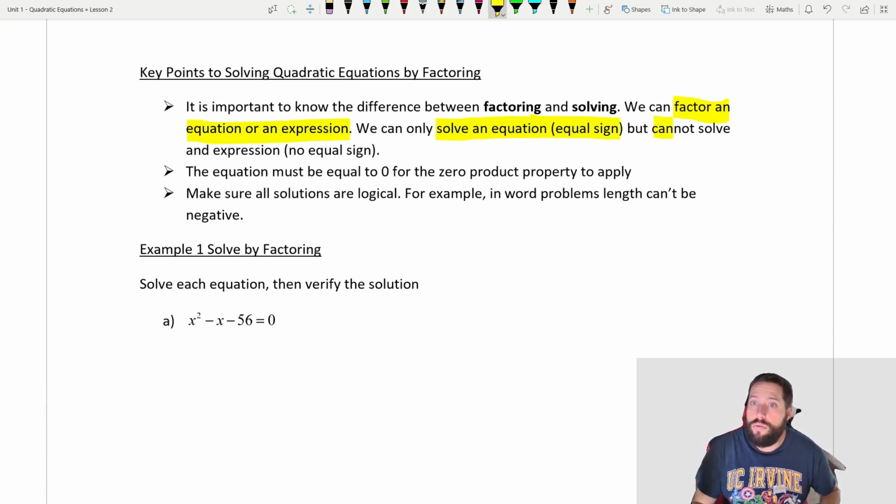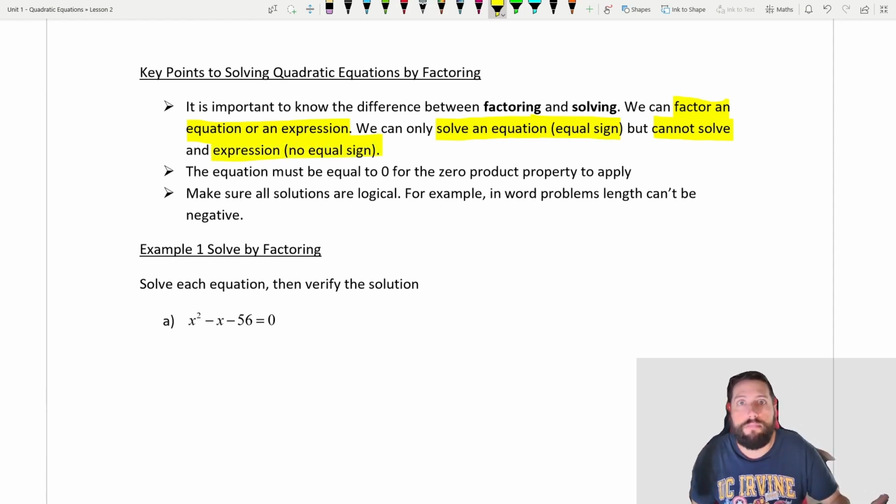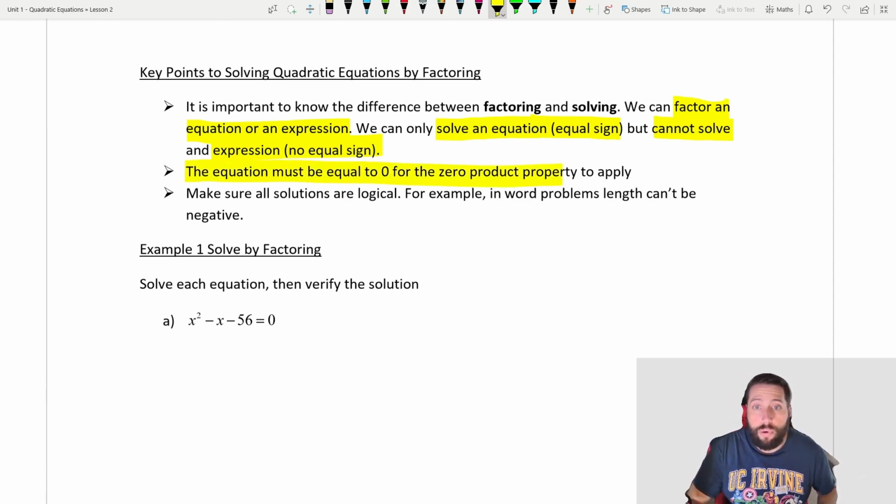Also, you cannot solve an expression. It doesn't have an equal sign. You can only factor it. The equation must be equal to 0 for the zero product property to apply. Important for us to know.